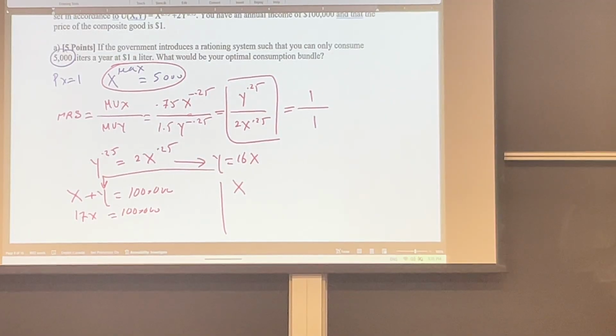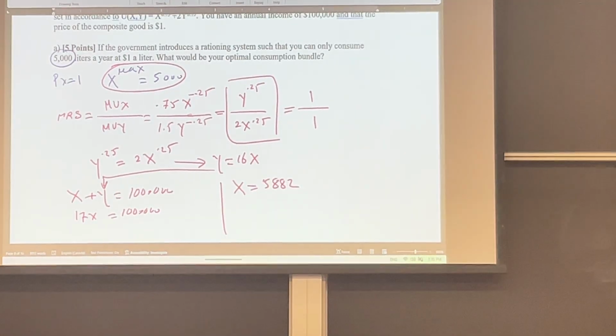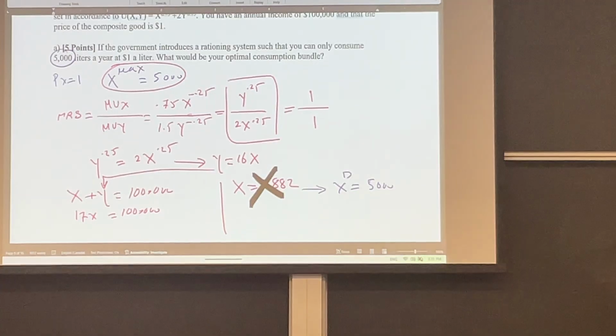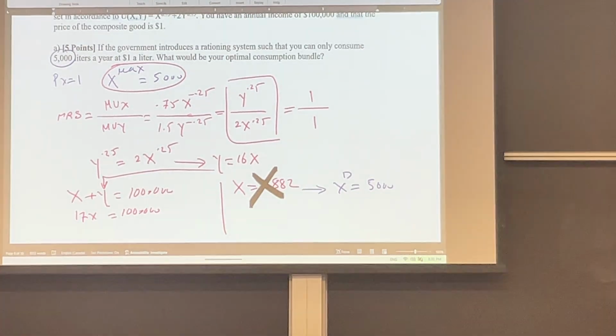Anyone? 5? Is that possible? Oh, you're rationed. You cross it out. You're right. The maximum you can buy, that's your demand. So this individual is in a corner solution. You want to consume and part of the budget line that's cut, not possible. Right? So I found demand for X, which is 5,000. So we call this corner solution.